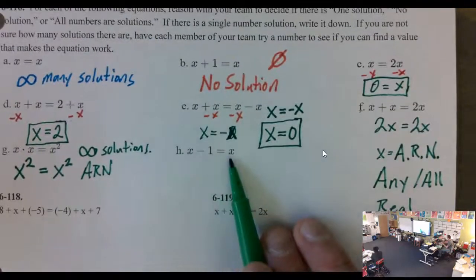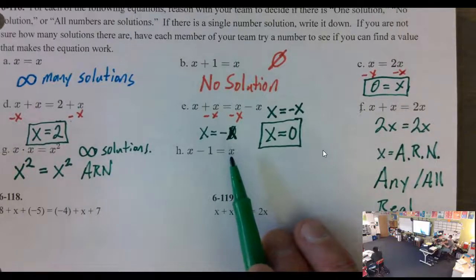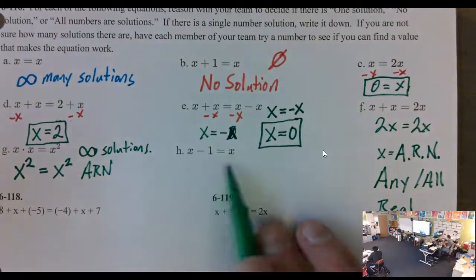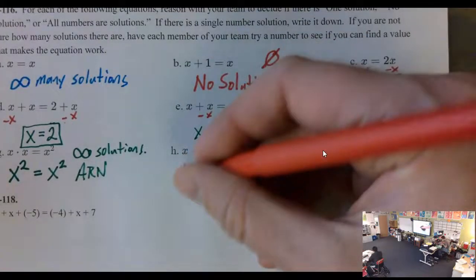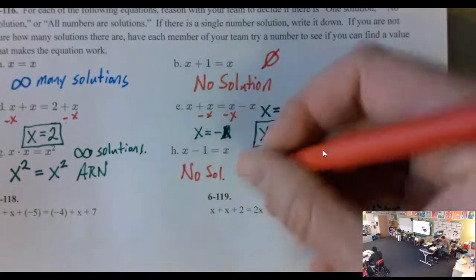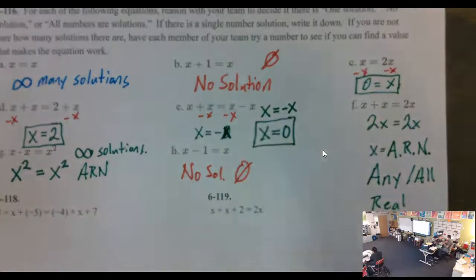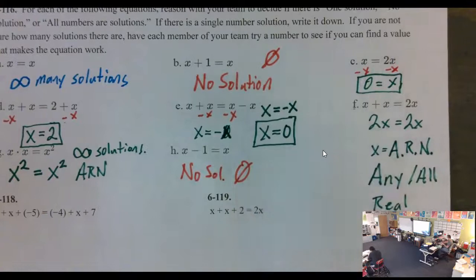X minus 1 equals X. You give me $5, I'll give you back 4. It's equal. No, that doesn't work. So no solution, or we can use that no solution symbol. That is the no solution symbol.